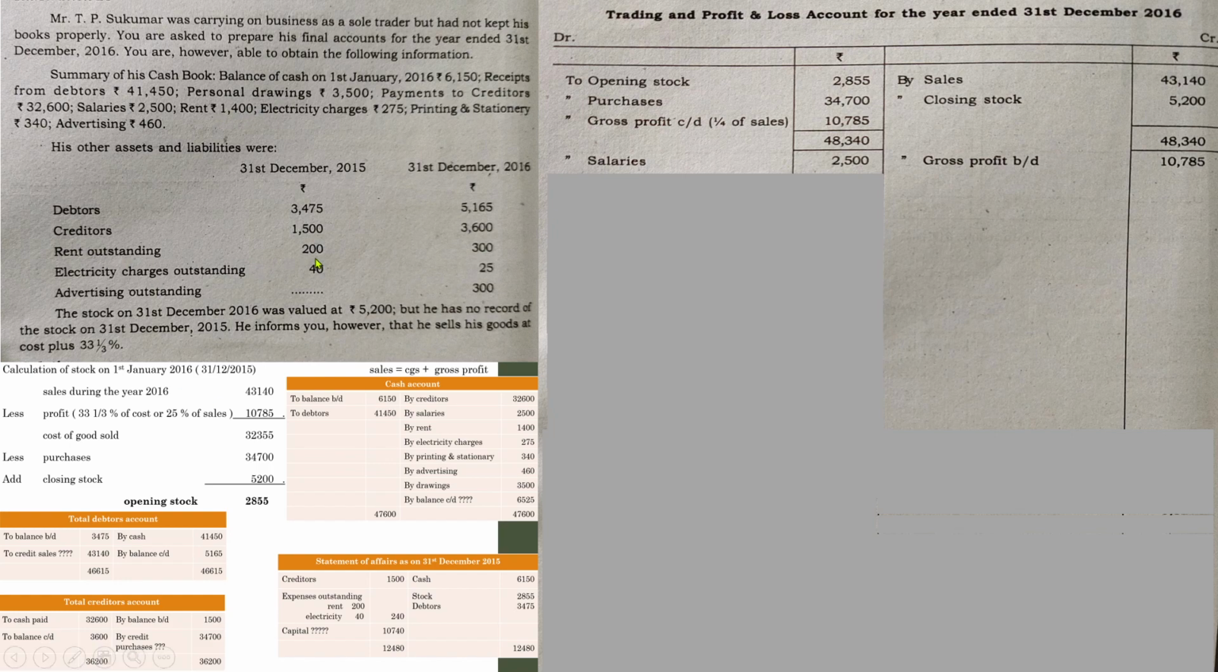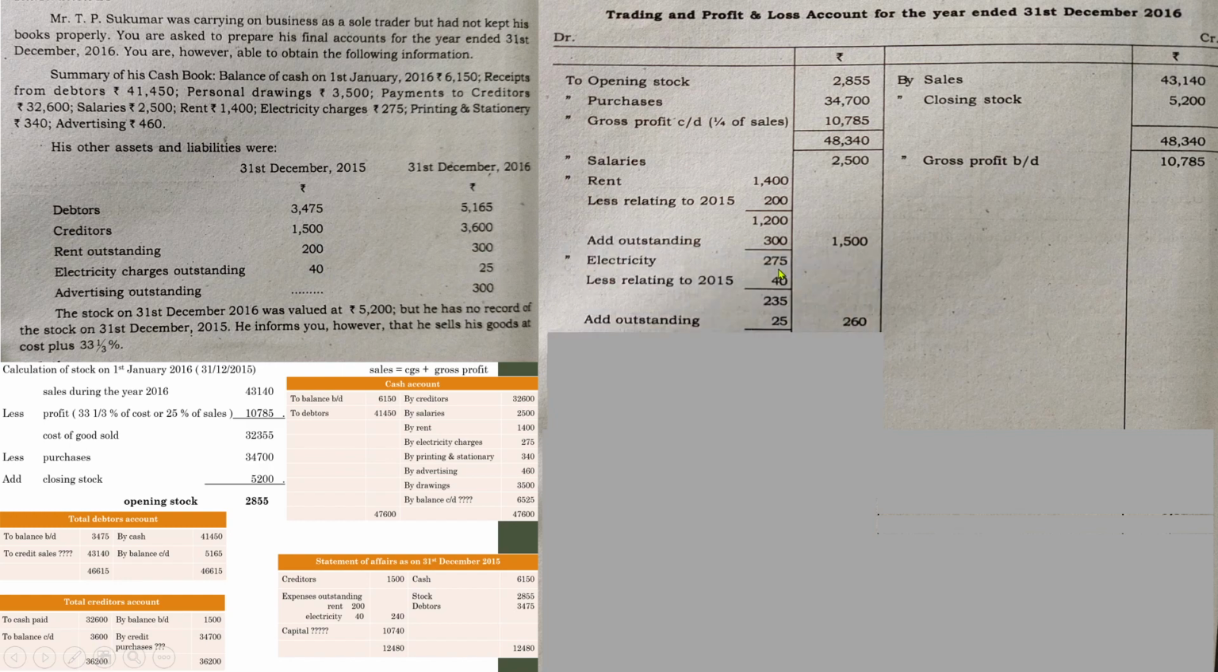But in the question, rent outstanding, opening is given, closing is given. I believe you all know how to deal with opening outstanding and closing outstanding. I am not going further into that. So, rent amount, less opening outstanding, add closing outstanding, write down the net amount. Next one, electricity charges. Again, it also has an outstanding amount given. The same procedure is followed. Electricity expenses 275, less opening, add closing. You will get the net amount.